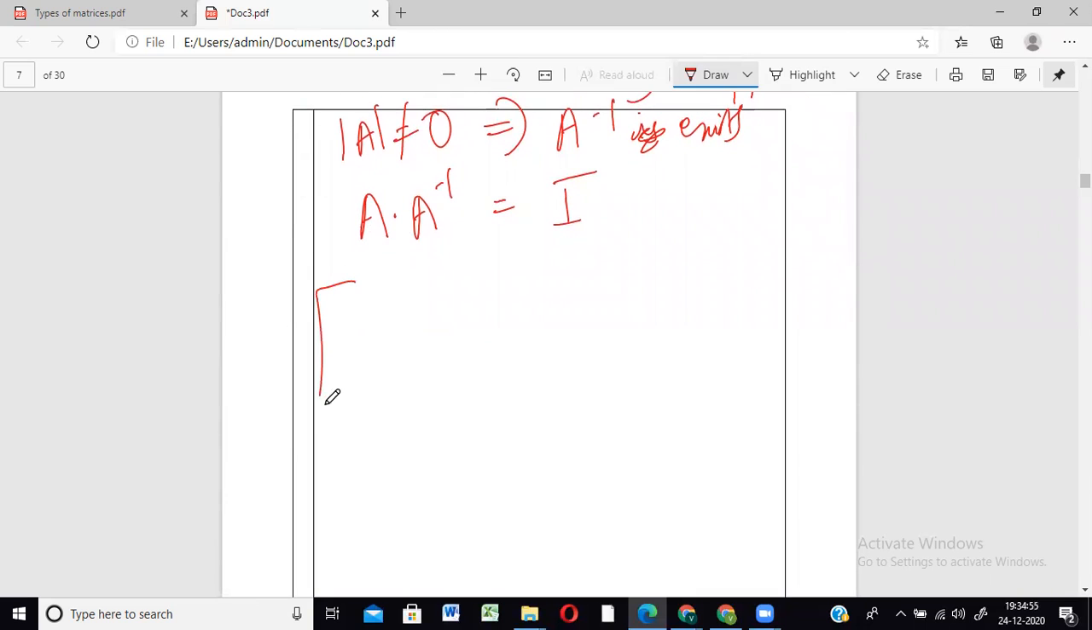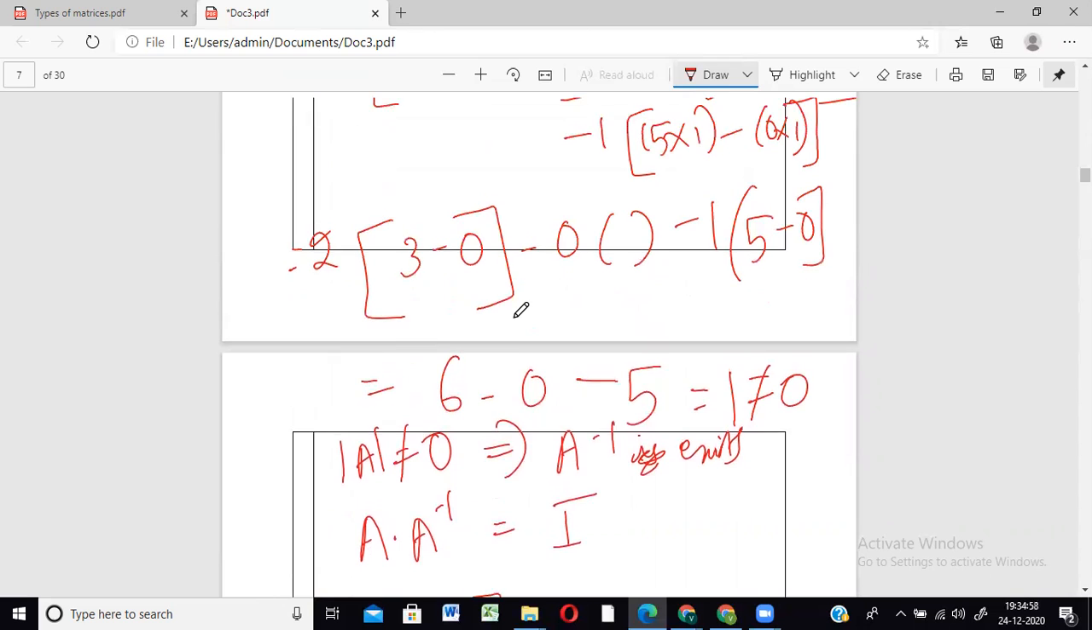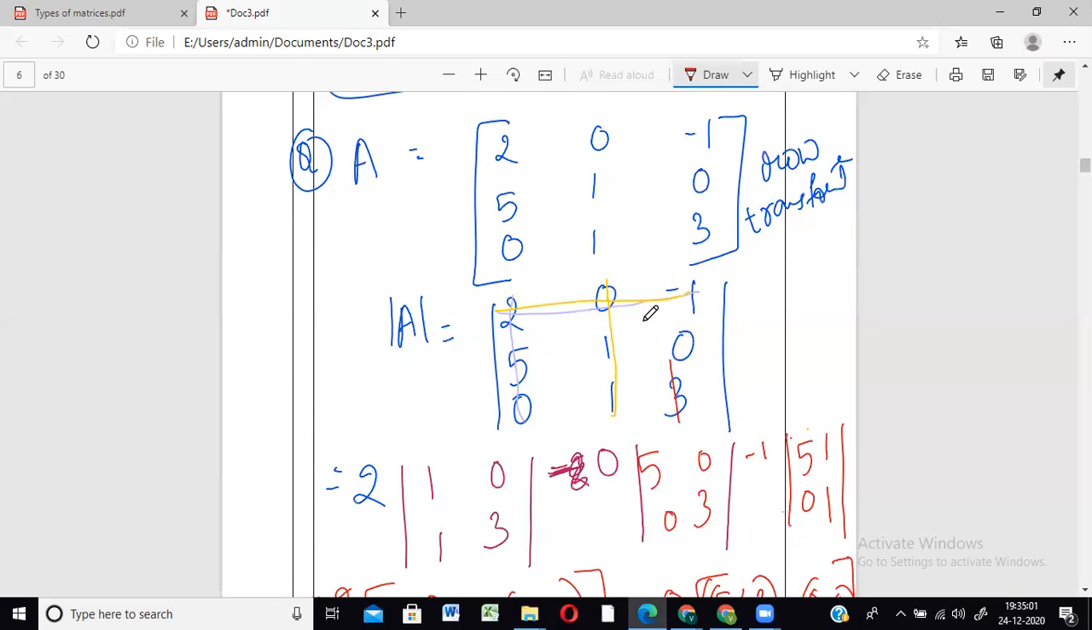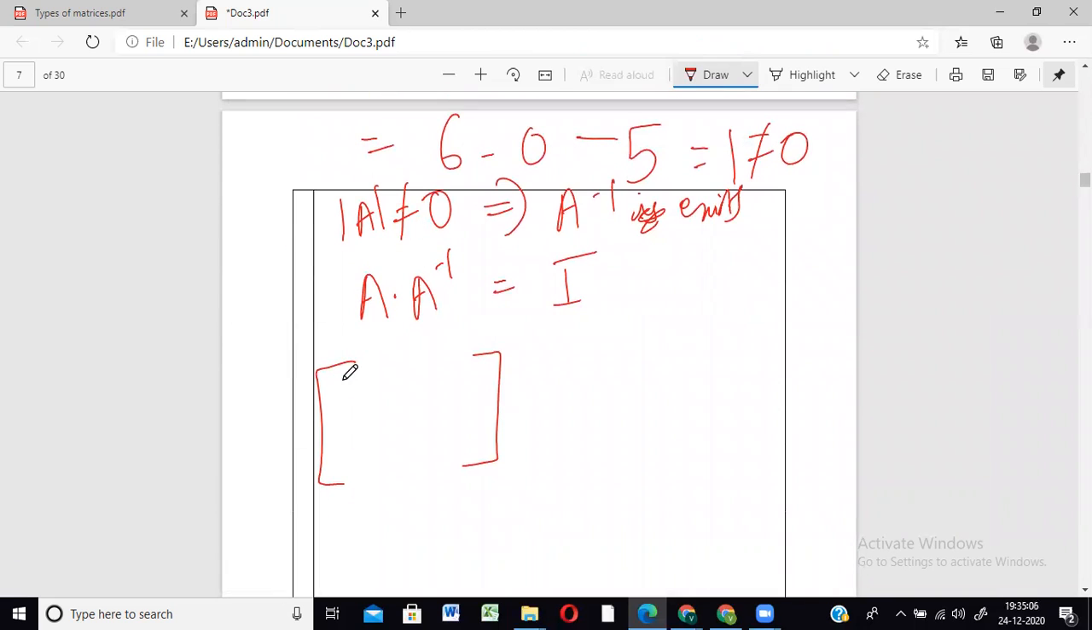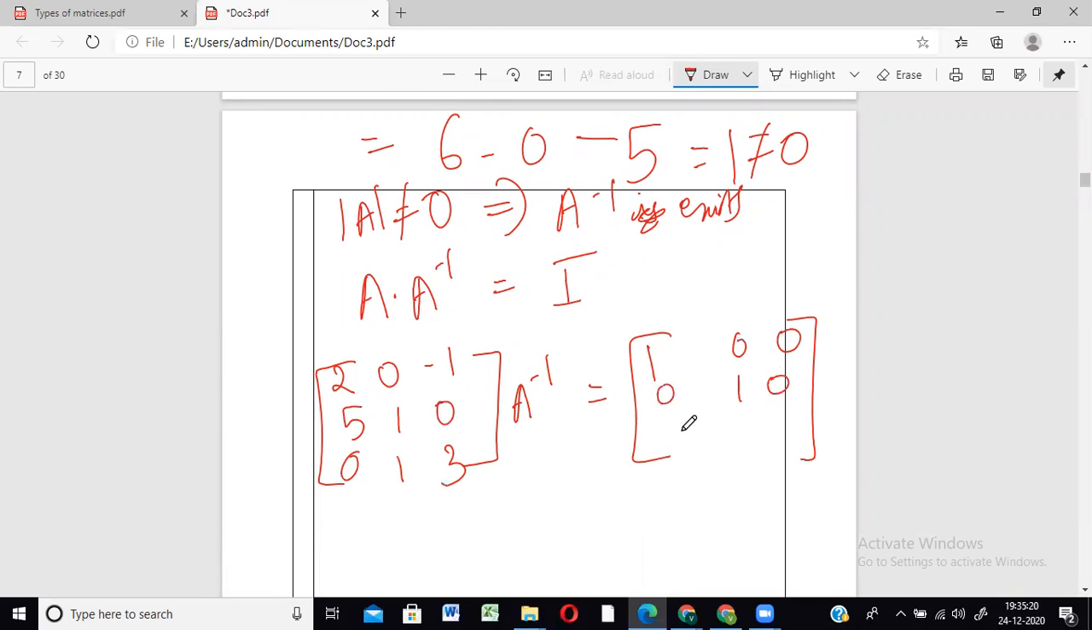So let us write A. We have to be careful with this one. 2 0 minus 1, 5 1 0, 0 1 3 into A inverse, which is equal to identity. But this identity is of order 3, so we will write the order 3 identity. 1 0 0, 0 1 0, 0 0 1. Okay, so now we're going to make this identity using row transformation, and whatever corresponding operations you perform, you have to perform the same on this matrix as well, and then you will get the final answer.